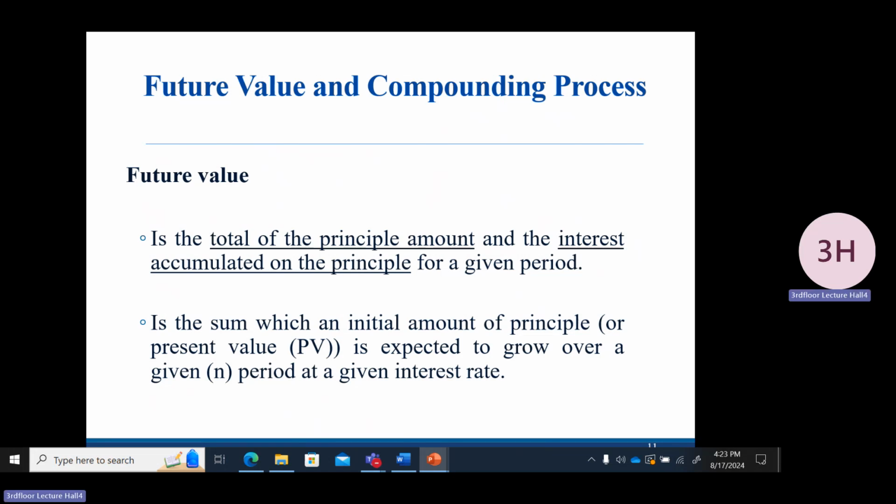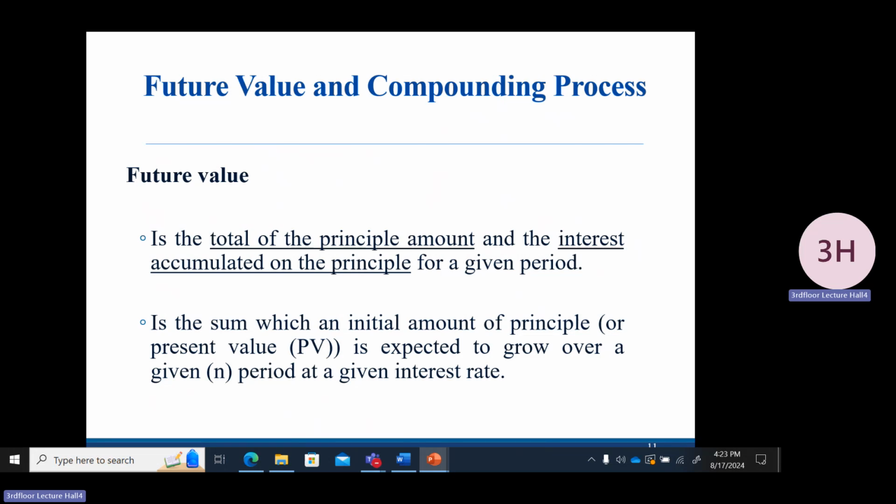Future value is the total of the principal amount and interest accumulated on the principal for a given period. So that is the future value. In the second definition, we are deriving the formula. It is the sum which the initial amount, the initial investment, is expected to grow to over a given period. So based on this second definition, we write the formula to calculate the future value.